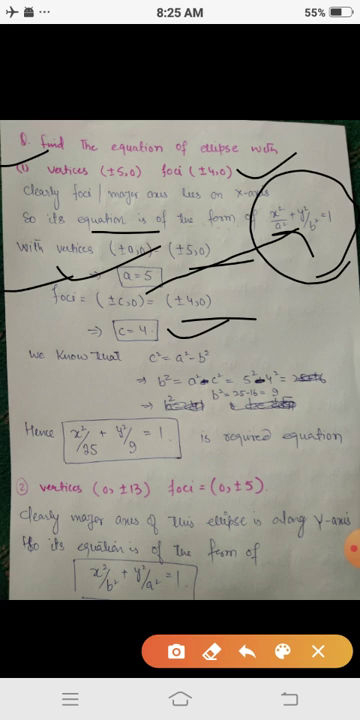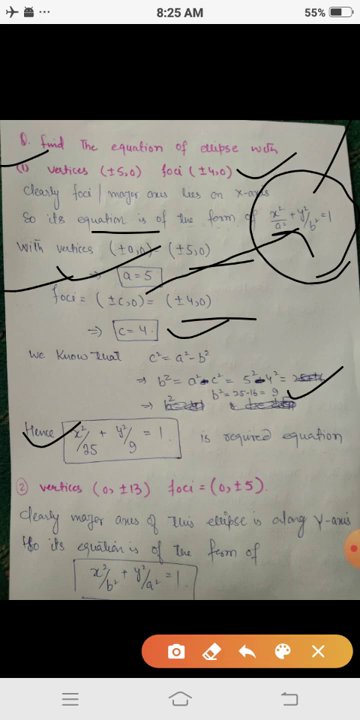We know that C, B and A are related by C square equals A square minus B square, which implies that B square equals A square minus C square, that is simply B square equals 9, or B equals 3. Hence substituting A square equals 25, because A is 5, and B square equals 9 in this equation, we get x square upon 25 plus y square upon 9 equals 1, which is the required equation of the ellipse, with vertices plus minus 5, 0 and the foci plus minus 4, 0.